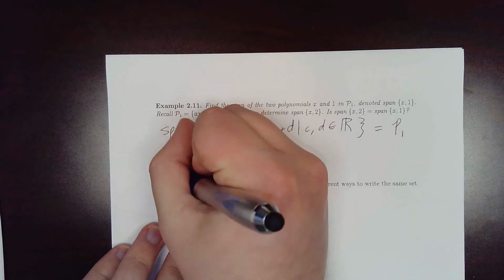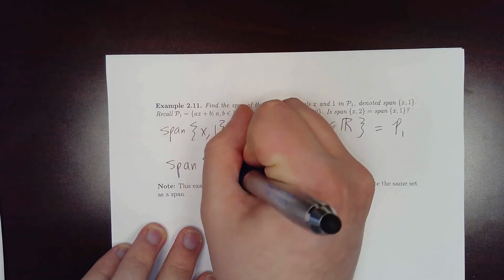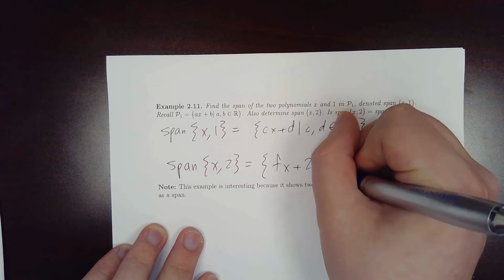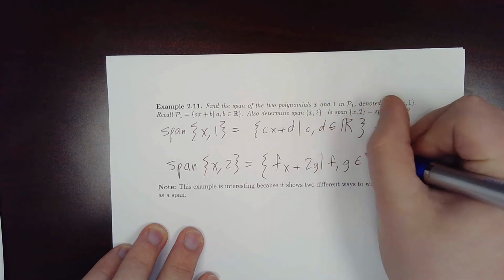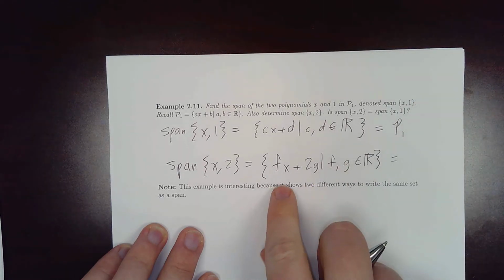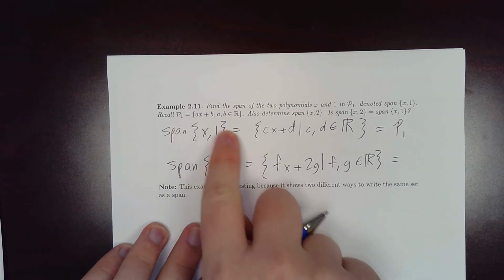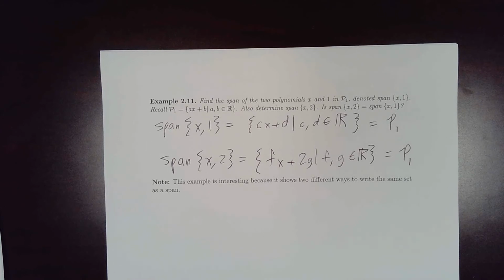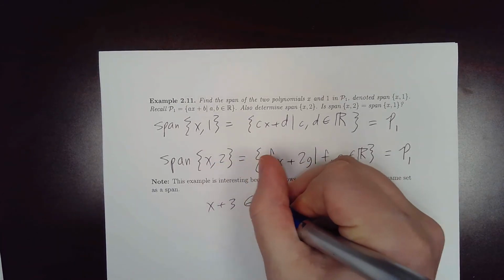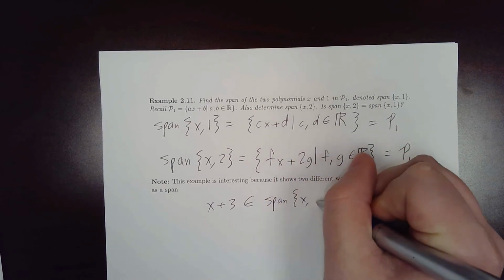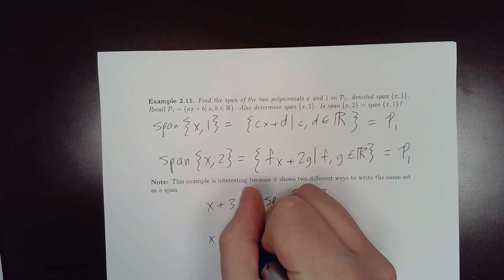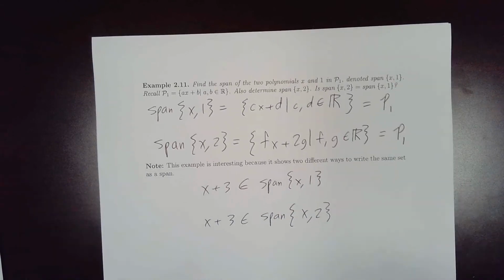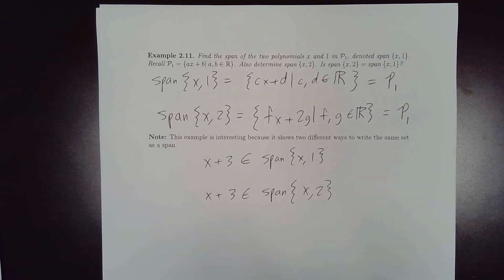We also want to look at the span of x and 2. So this is going to be fx plus 2g, where f and g are real numbers. Well, this is also taking some sort of x component and some sort of constant component and putting them together. This is also going to be P1. But notice that if we looked at something like x plus 3, it's in the span of x and 1, but it's also in the span of x and 2. Now, notice that we have to obtain that in different ways.